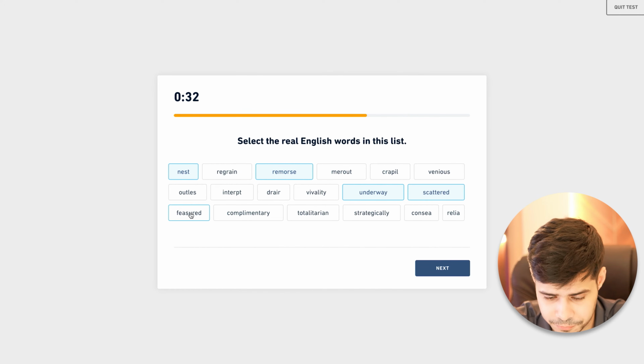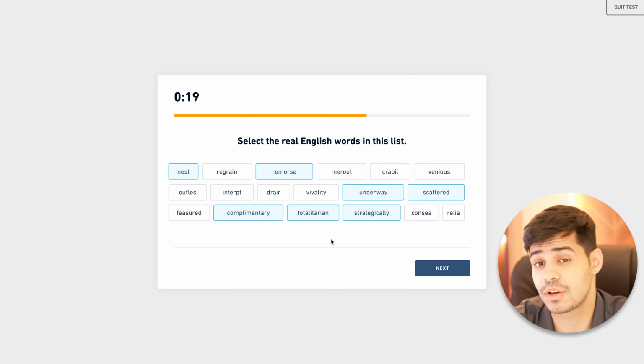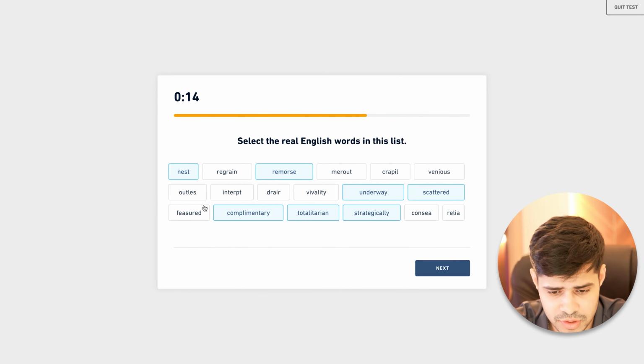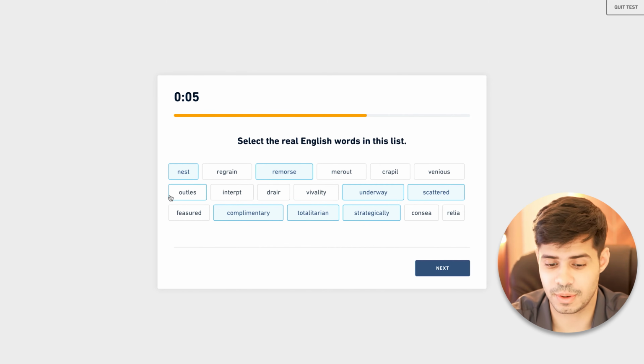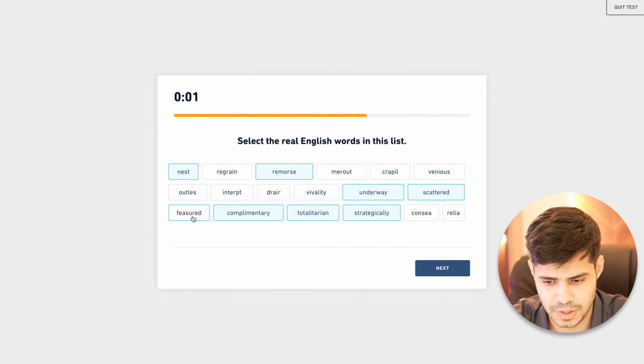Underway, scattered, fissured, no, not fissured. Complementary, totalitarian, I know. Strategically, I know. Concierge, really, I don't think these are correct. No. All right, so nest, remorse, okay, these don't seem to be correct. Interrupt, prayer, virility, no. The rest I know already. The ones I selected, I'm 100% sure they are correct, so that's good enough actually, right?